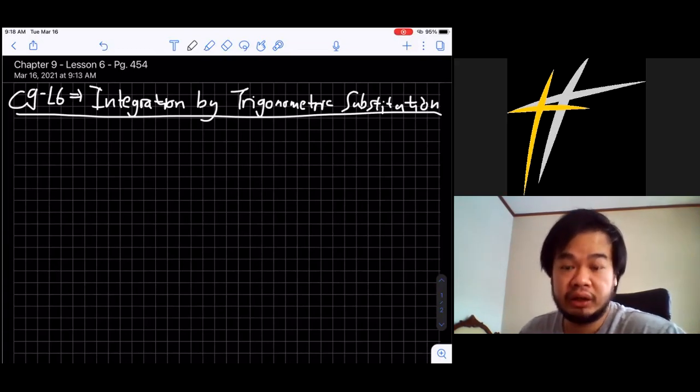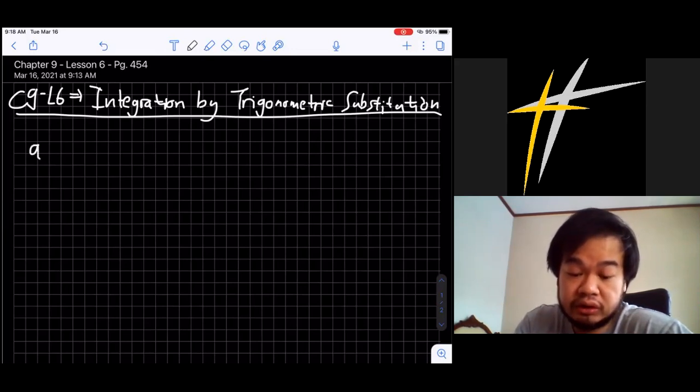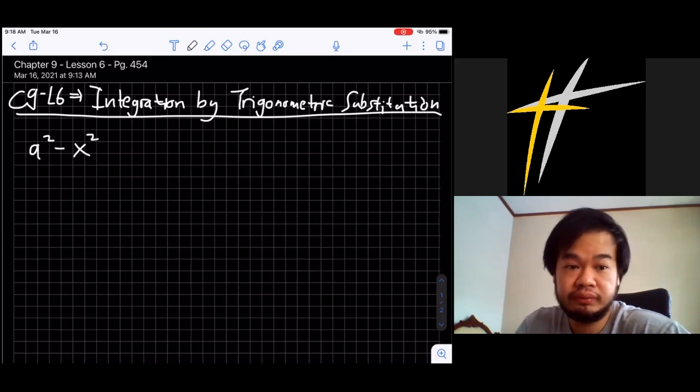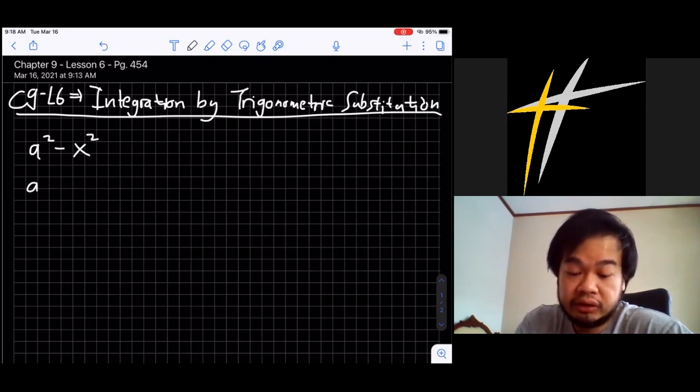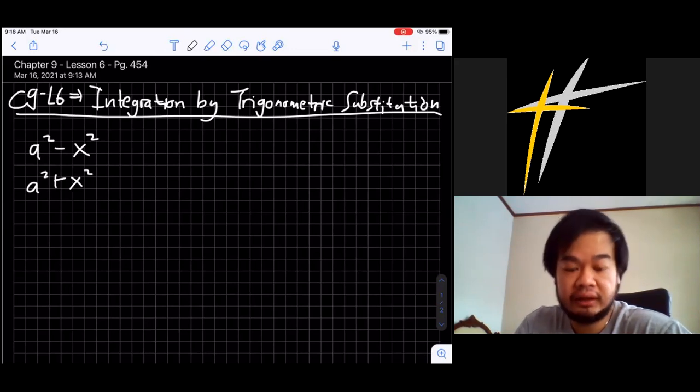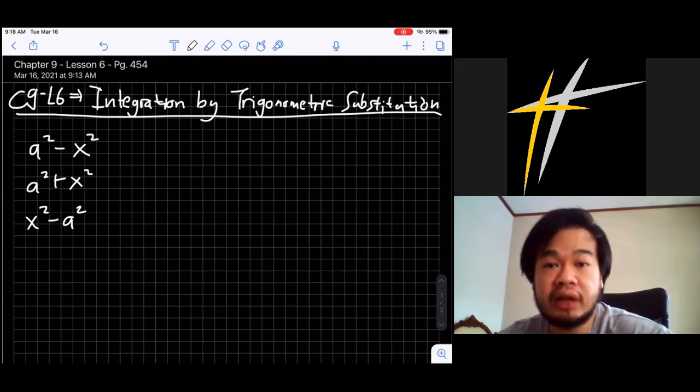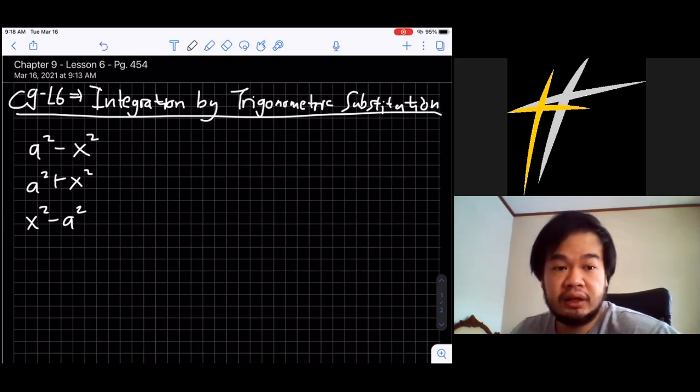So what is a quadratic binomial? There are three forms of quadratic binomials. The first one is a constant squared minus x squared. The second one is a squared plus x squared. And the last one is x squared minus a squared. So there are only three types of quadratic binomials that we will learn in this lesson. For example, 4 minus x squared, x squared plus 9, and x squared minus 1.